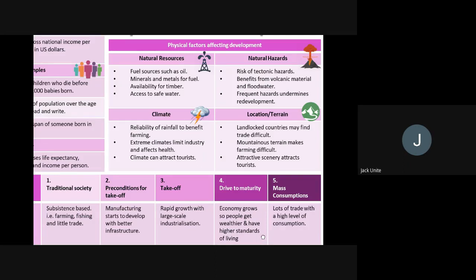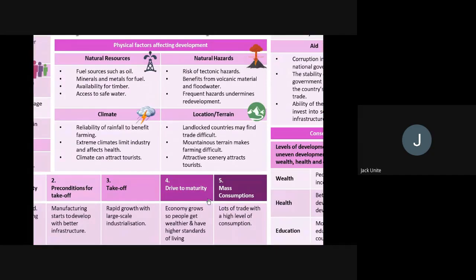And last but not least, obviously the final stage where we have mass consumption. And obviously, when we think about consumption, you might think, oh, food, that's your natural thought. But it's also to do with the amount of energy, so gas, electric, water that you consume, and obviously to do with trading as well.